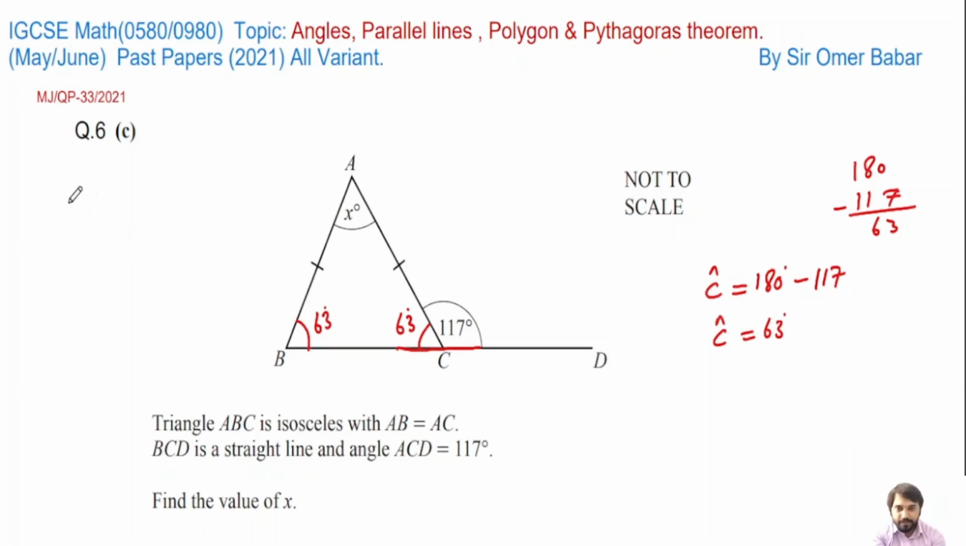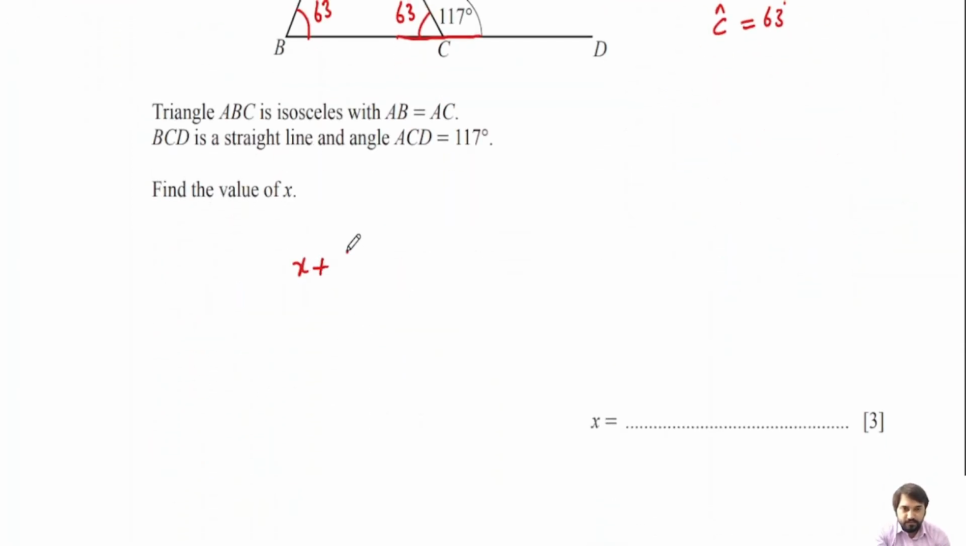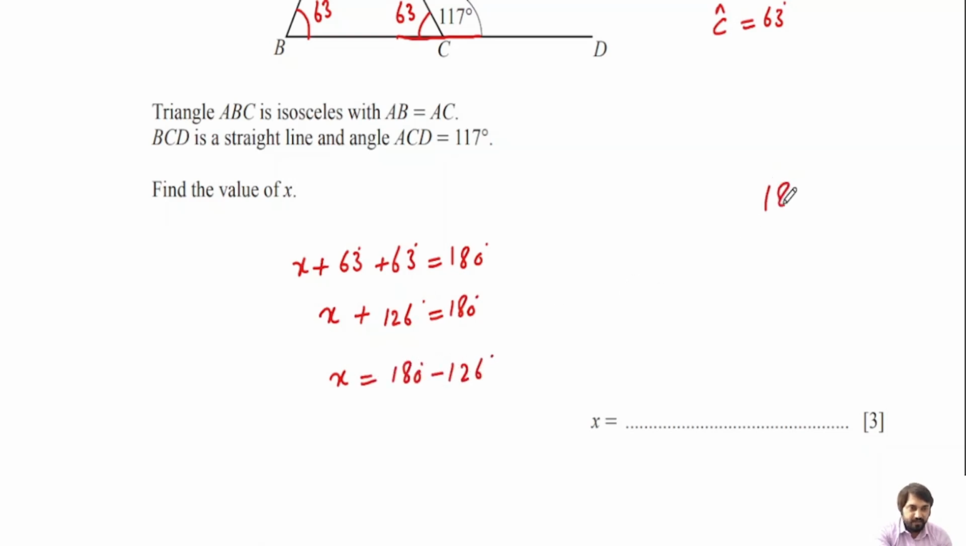Now we can use the rule that the sum of all the internal angles of a triangle adds up to 180 degree. So x plus 63 plus 63 degree is equal to 180 degree. So x plus 126 is equal to 180. Now subtract 126 degree from 180 degree. We have 180 minus 126, that is 54. So angle x is 54 degree.